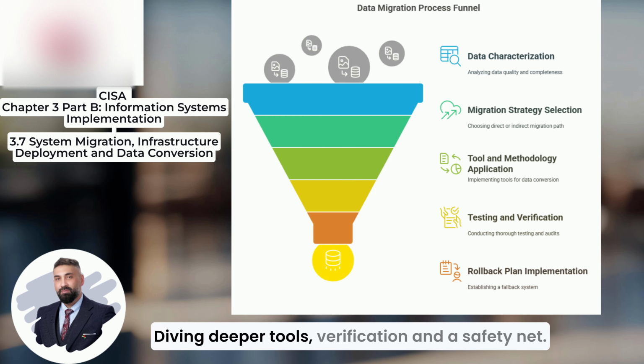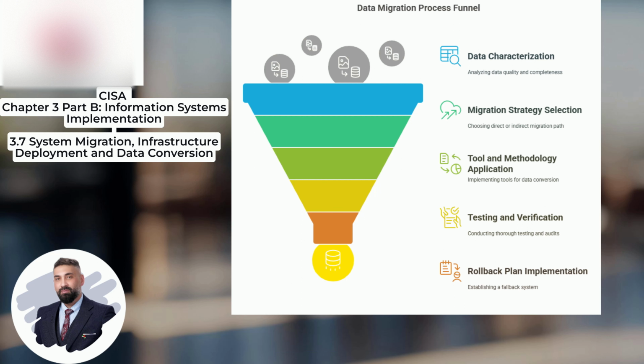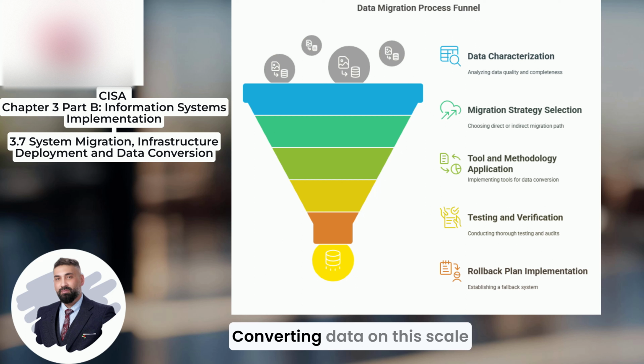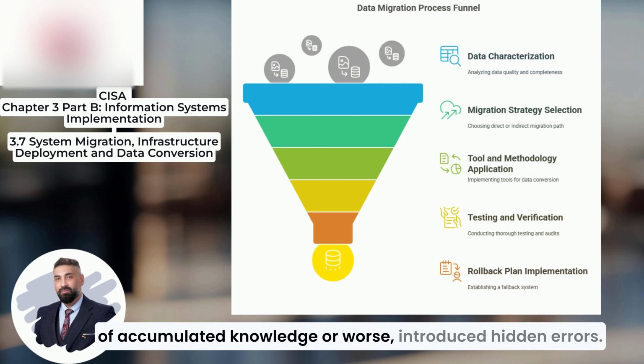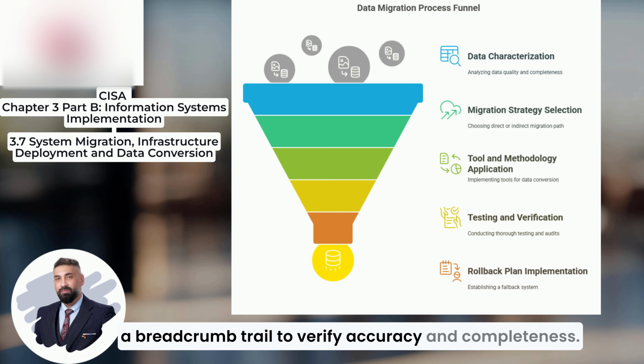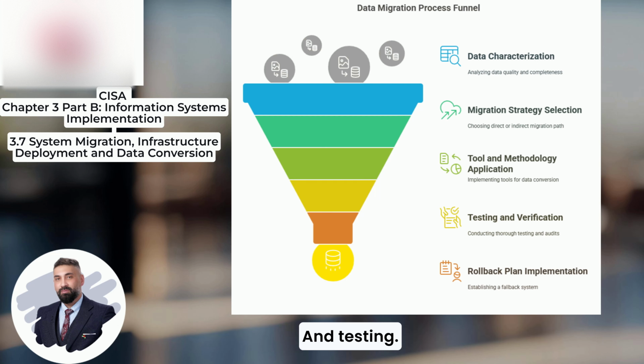Diving deeper, tools, verification, and a safety net. The magic happens in the tools and methodologies. Converting data on this scale often feels like juggling fire. One false move and you've lost years of accumulated knowledge, or worse, introduced hidden errors. To stay on the safe side, audit trails and logs are your best friends, acting as a breadcrumb trail to verify accuracy and completeness. And testing?